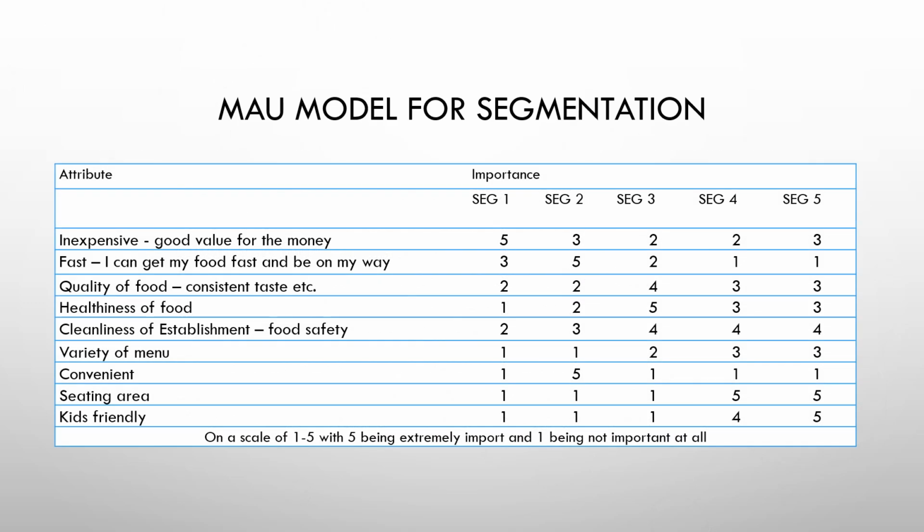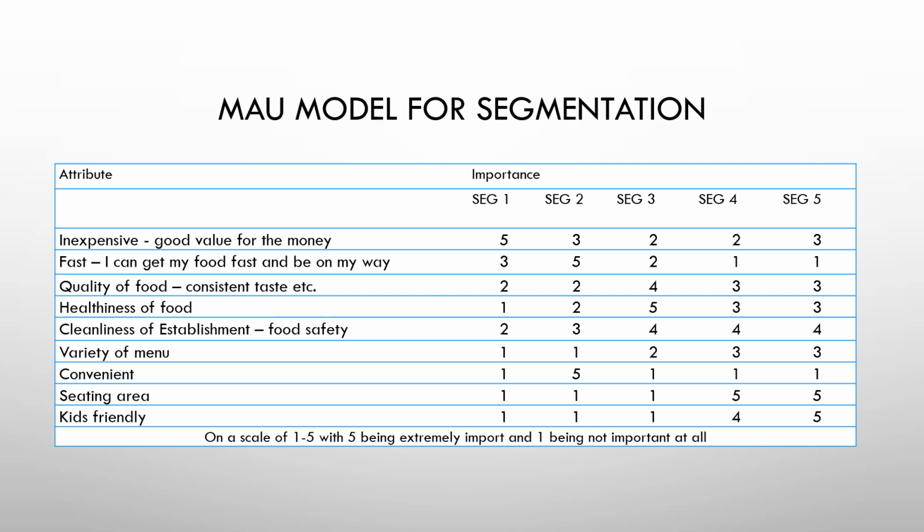So what I've done here now is I've created a MAU model for segmentation, a multi-attribute utility model for segmentation, where I've looked at each of the attributes and at different segments, that is, different groups of customers, and what they find to be the most important. Remember, this is on a scale of 1 to 5, with 5 being extremely important and 1 being not important at all. You can see for segment 1, for instance, the price of the food is the most important item. They're interested in fast, and they're interested in the quality of the food and, obviously, a little bit in the cleanliness of the establishment. But their major concern is fast.